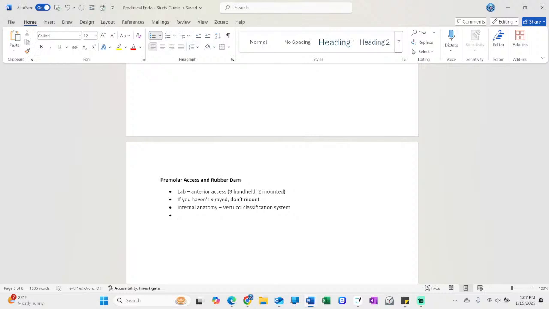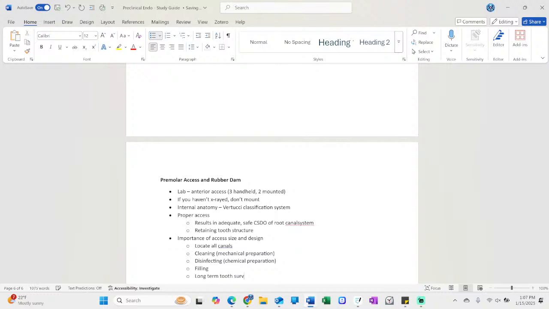So proper access, like we talked about last week, gives you adequate and safe cleaning, shaping, disinfecting, and obturation of the root canal system, and also making sure to retain the tooth structure, because obviously the goal is to restore the tooth. Again, just to review, we definitely want to locate all the canals. We want to make sure our access allows nice cleaning and disinfection of the root canal system, and then filling of the root canal system, and then again preserving enough tooth structure so that there's long-term survival of the tooth.